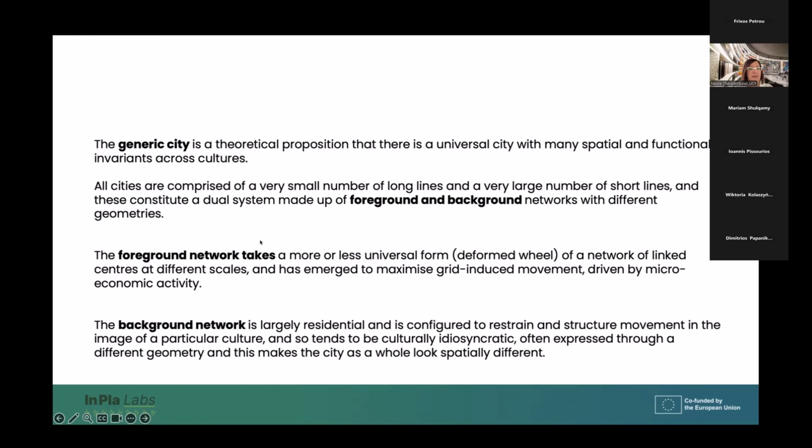And then there's another network of lines which relate more to residential uses. And this is configured to structural movement in the image of a particular culture. So this background network relates more to local cultures, whereas the foreground network relates to something more global, more universal, which is economy driven. So these are two very important concepts and propositions in the generic city.